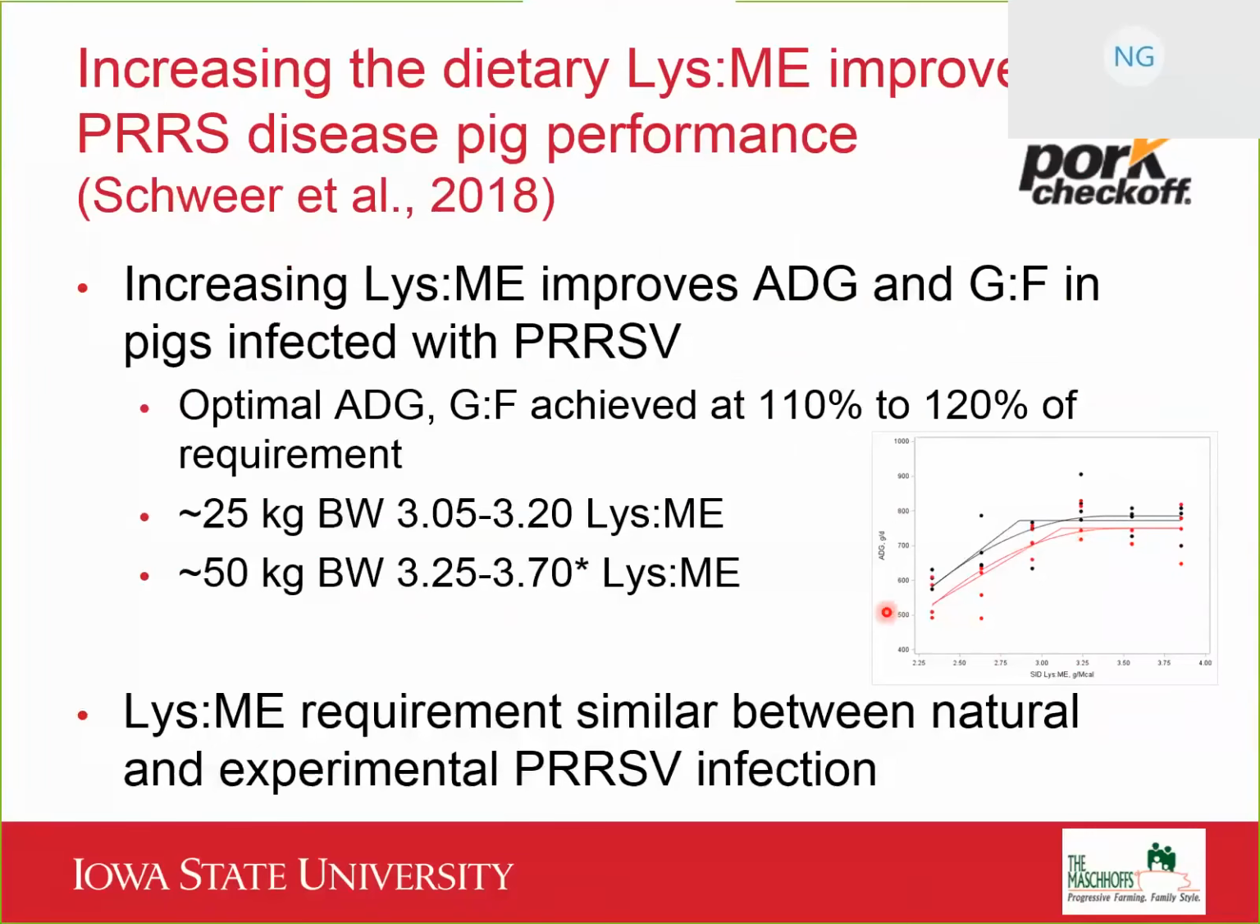But really what we see here is during a health challenge, in our health challenge pigs, if we move the lysine to energy ratio to 110 to 120% of requirement, so if 100% is ideal for a healthy pig and we move it to the right 10 to 20%, we can actually improve growth rates and feed efficiency during a health challenge. They'll never get back to the same rate of growth or feed efficiency as a non-challenged healthy pig, but in other words, for a 25 kilogram pig, we go up to about 3.2 grams of SID lysine to ME. 3.7 for an older pig seems to be ideal. And this seems to be beneficial whether it's a natural or experimental challenge.